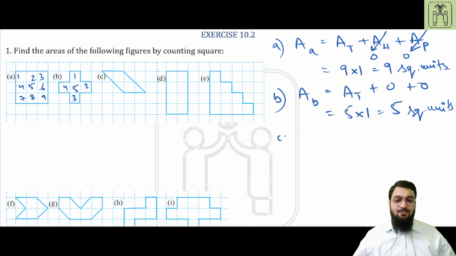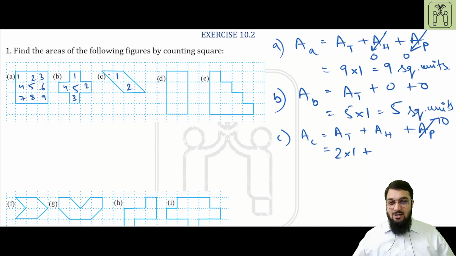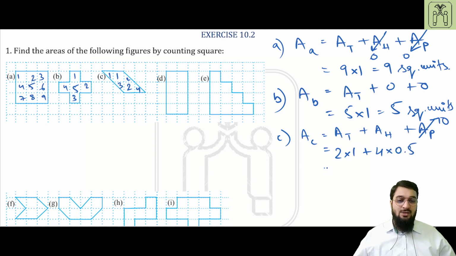Coming to part C. Part C is a parallelogram. So we will write 1 and 2, and the area of part C is equal to area of totality plus area covered by half plus area covered by partial. Partial is 0. So area in totality is 2 into 1 plus half squares are 1, 2, 3 and 4. So this will be 4 into 0.5, or 1 upon 2. That will give you the answer. 2 plus 4 into 1 upon 2, which is 2. So 2 plus 2, 4 square units is the answer.